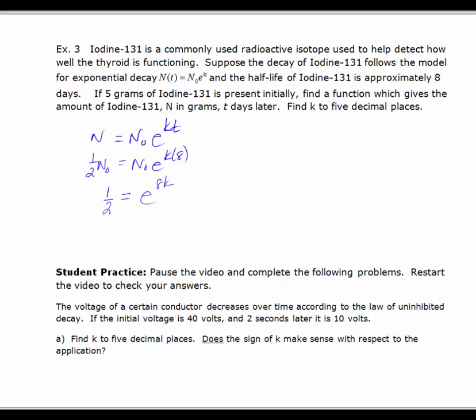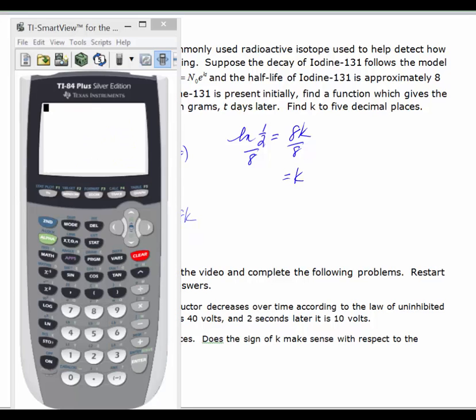If I want to solve for k, I would take the natural log of both sides. The natural log of e to anything is that exponent, so I have the natural log of 1/2 equals 8k. Divide both sides by 8. We'll pull up our calculator. Take the natural log of a half, or you could use 0.5.